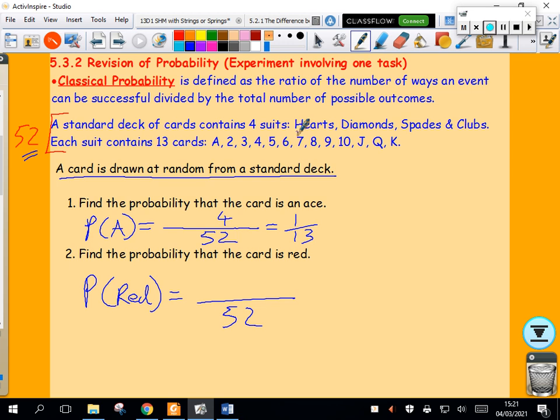Well, the red cards in a deck of cards are the hearts and the diamonds. The spades are black and the clubs are black. Okay, so hearts and diamonds, they're the red cards. Each suit contains 13 cards, so there's 13 hearts, 13 diamonds. So there's 26 ways the cards can be red. So it's 26 out of 52. It's a half. Which really makes sense. Half the cards are red, half the cards are black.